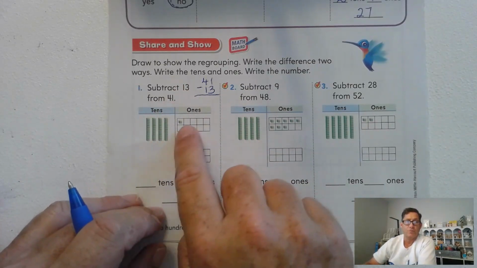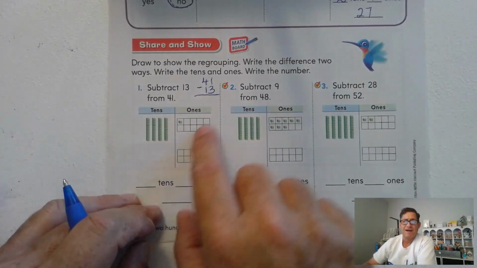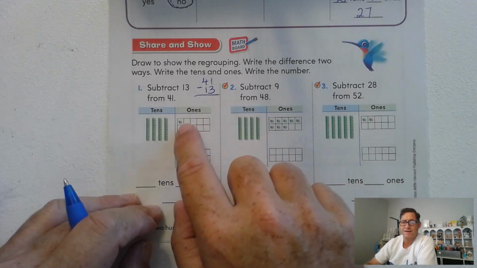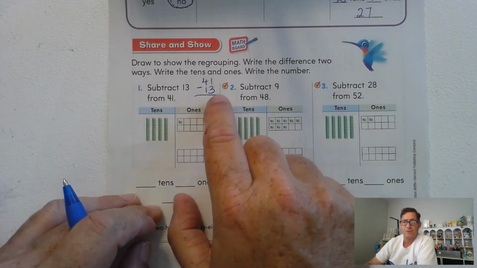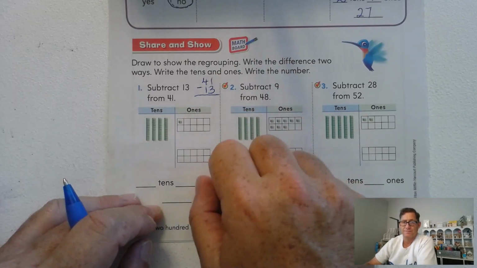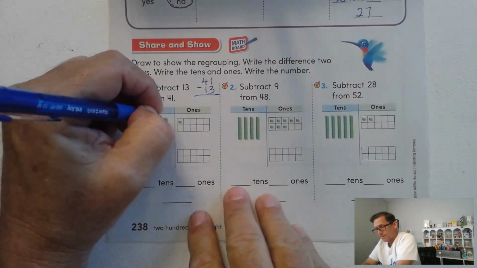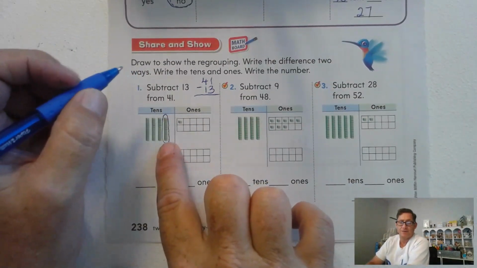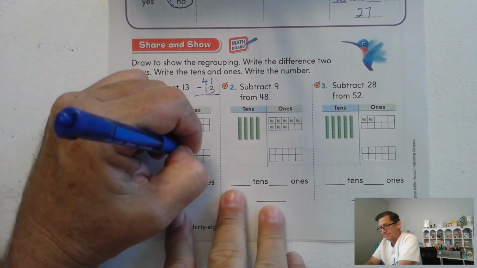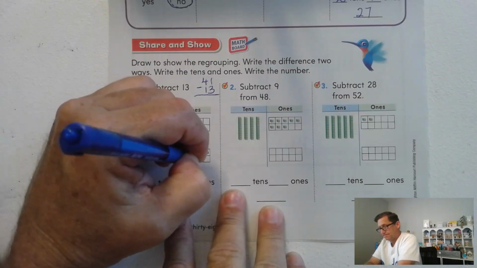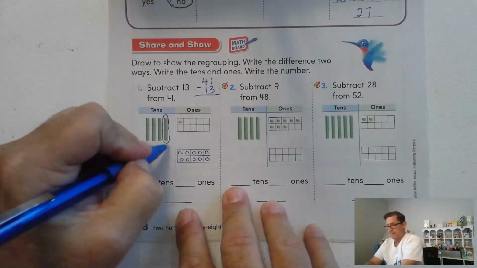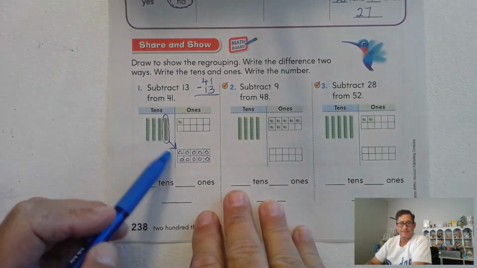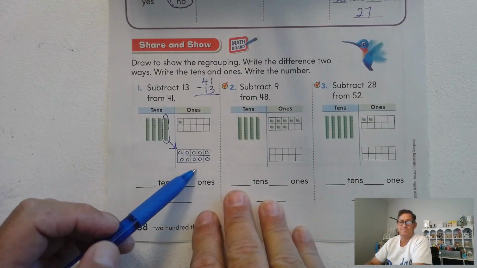All right, so we have 41 and we have to take away 3 ones. Well, there's not enough ones, right? How can I take 3 away from 1? I can't. So I'm going to regroup by trading one of the 10 rods for 10 ones. Okay. I'm going to draw a little arrow showing that I'm taking this away or trading it for 10 ones.